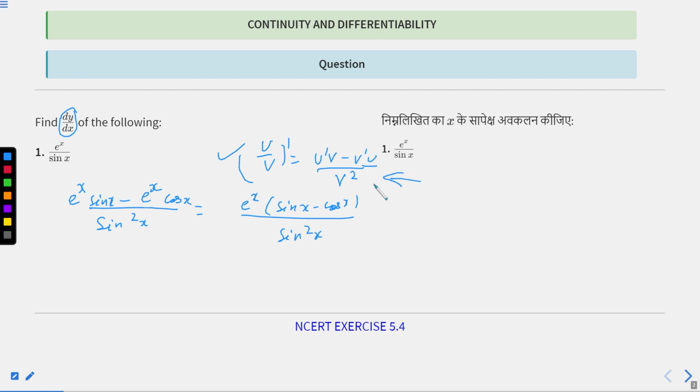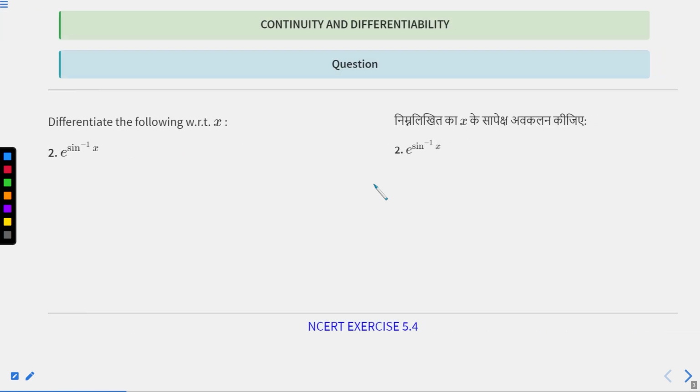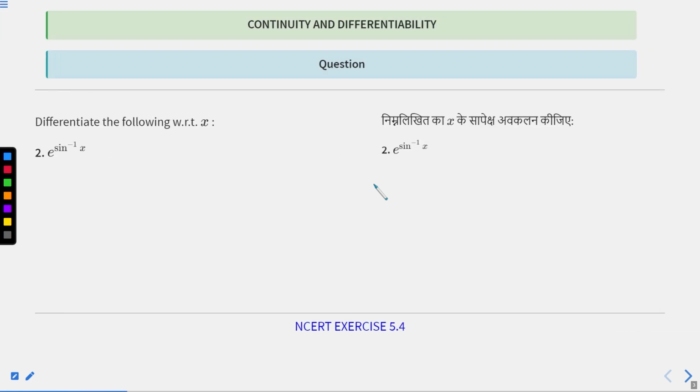Let us move to the next slide. Problem number 2. So problem 2 says the same thing. We have to find the derivative of this and then multiply the derivative for this. Simple. So derivative of sine inverse is 1 by root 1 minus x square.